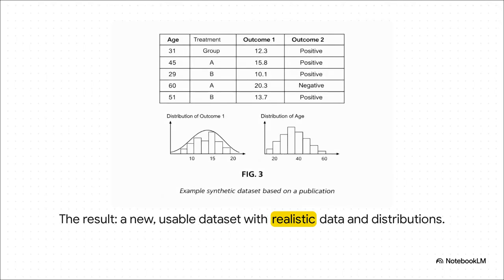And here's what pops out on the other side. A clean, beautiful, tabular dataset. The columns are all named correctly, the values look totally plausible, and the data's distribution mimics what was described in the paper. It feels like the real data, but it's a completely new, totally safe-to-use creation.